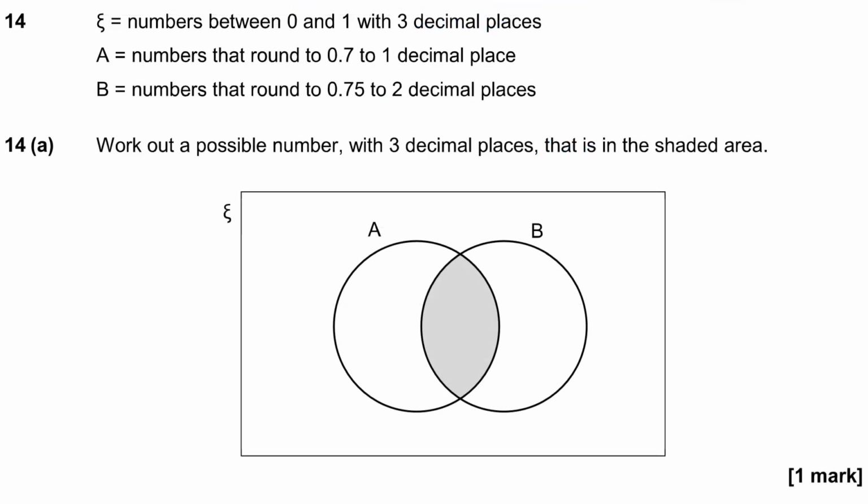Question 14 has a universal set of all the numbers between 0 and 1 to 3 decimal places. A is the numbers that round to 0.7 to 1 decimal place, and B is the numbers that round to 0.75 to 2 decimal places. So work out a possible number with 3 decimal places that is in the shaded area.